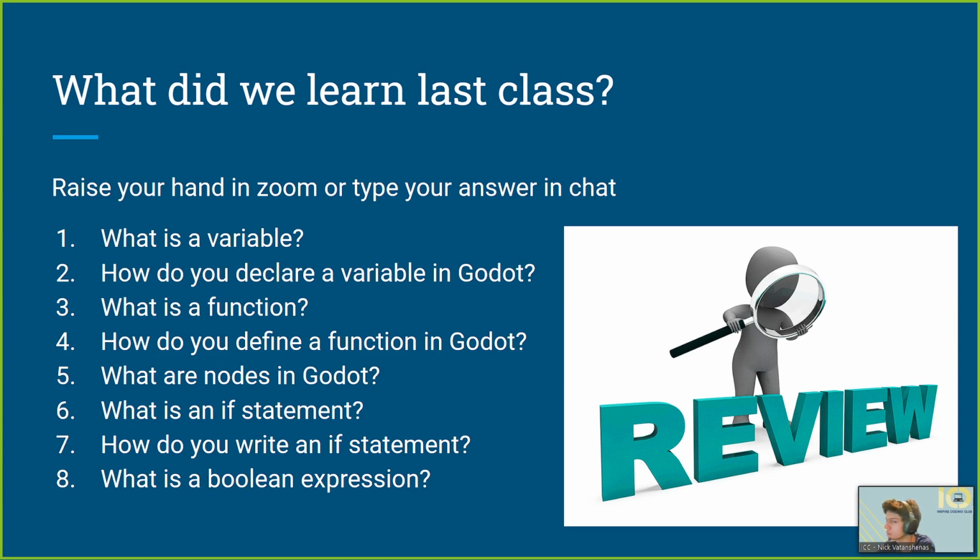Alright, Skylar, yeah. So, a variable is something that can change. It can also store values. So, that's right, it stores values and it changes. Number 2 is how do you declare a variable in Godot? Is there a keyword you've got to use? Do you have to write it in a specific place? How does that happen?